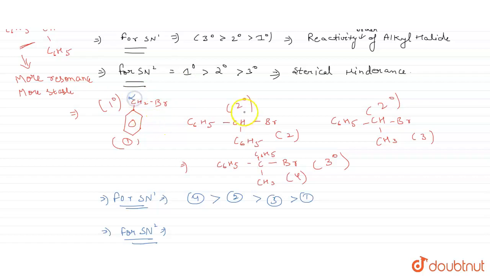This is the alpha carbon in this case, this is the alpha carbon in this case, this is the alpha carbon in this case, and this is the alpha carbon in this case. The carbon attached to the halogen is the alpha carbon.